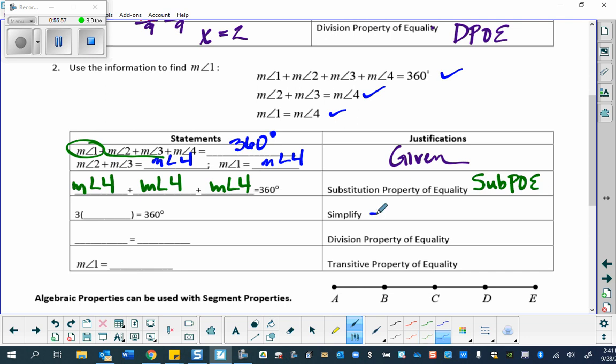When I go to simplify, we can also sometimes call this combining like terms. Because measure of angle 4 plus measure of angle 4 plus measure of angle 4 is going to be 3 times the measure of angle 4. That means that my measure of angle 4 is going to be 120 degrees, says my division property of equality. Why are you allowed to do that? I divided each side. Okay.